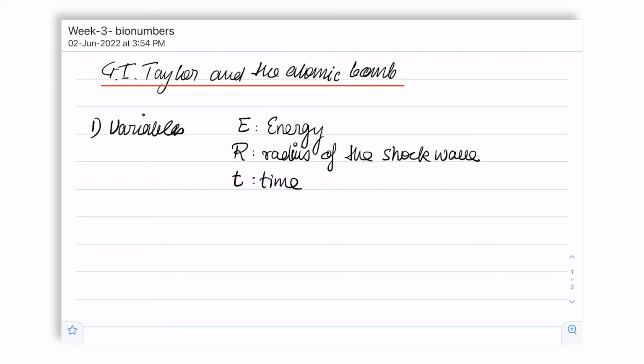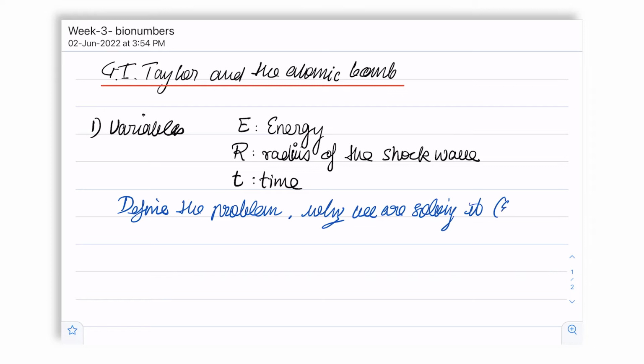Okay. So we have to, in a way, define the problem. Why we are solving it. We want the energy. And eventually we will want to put units, which means we'll need real values.